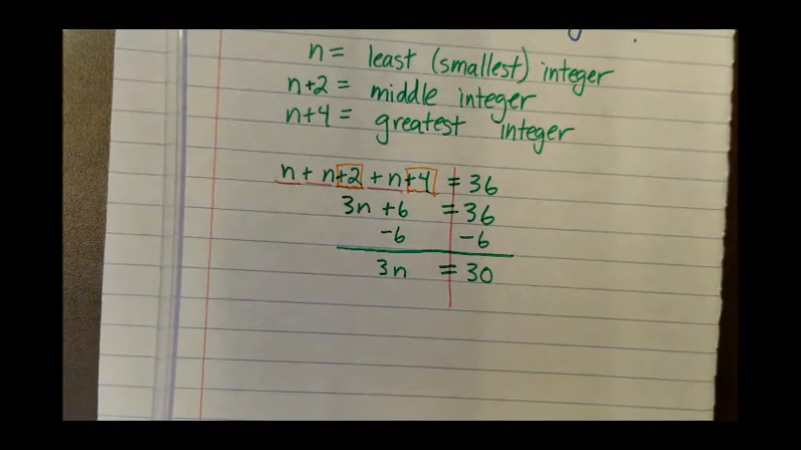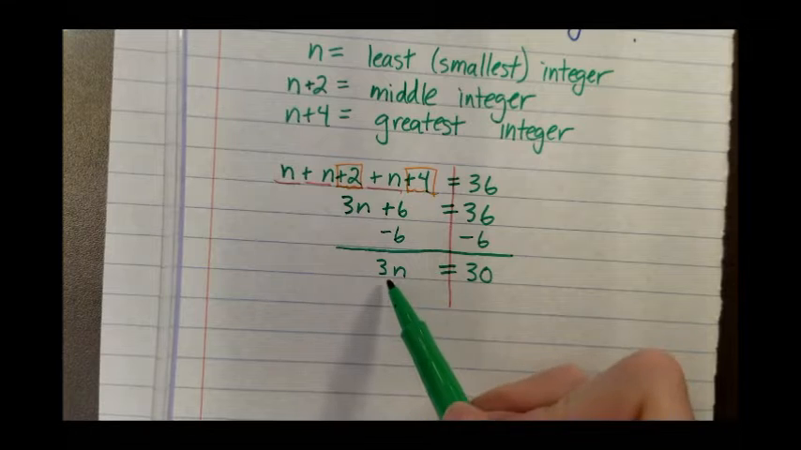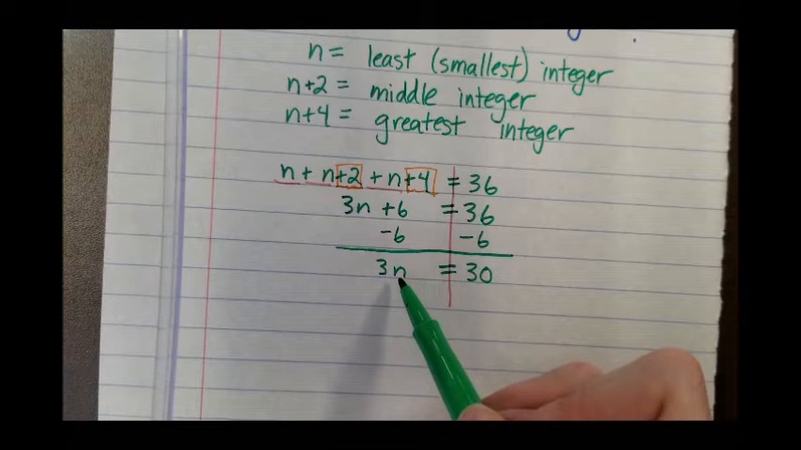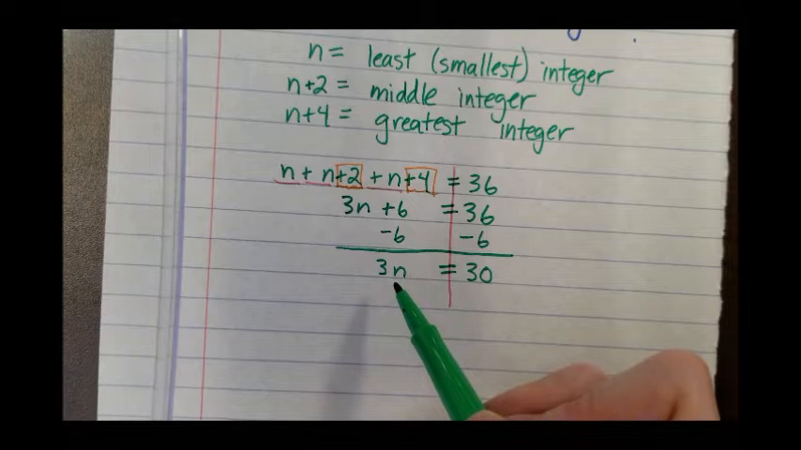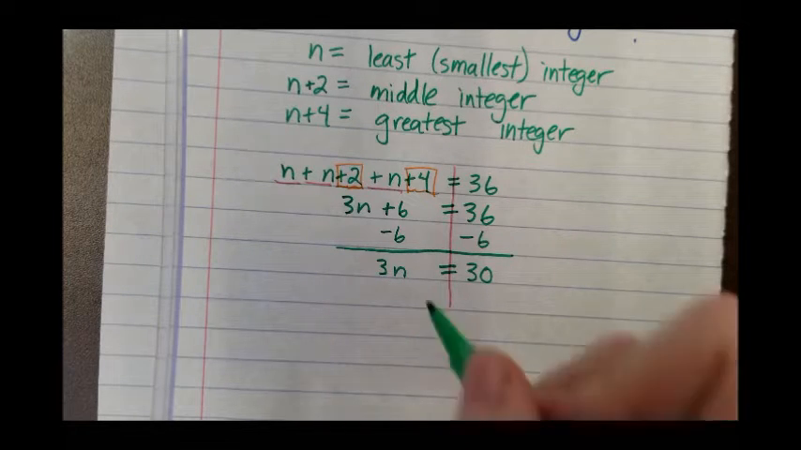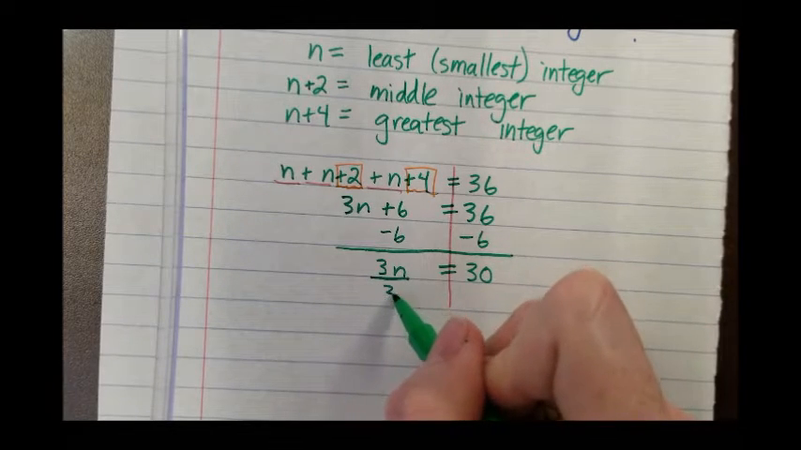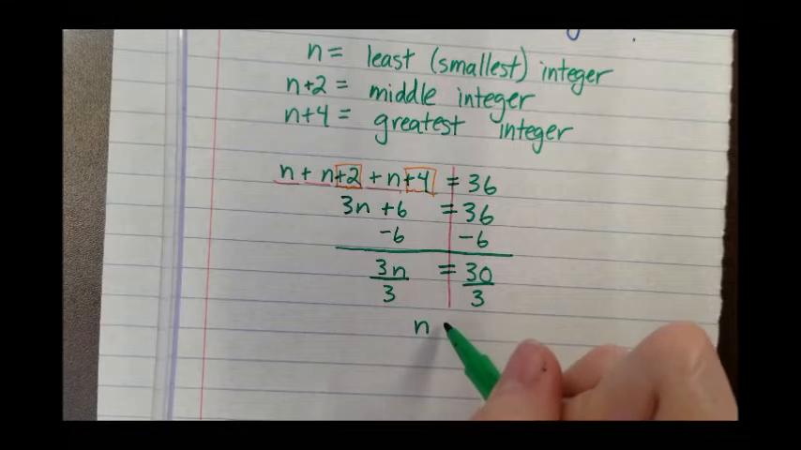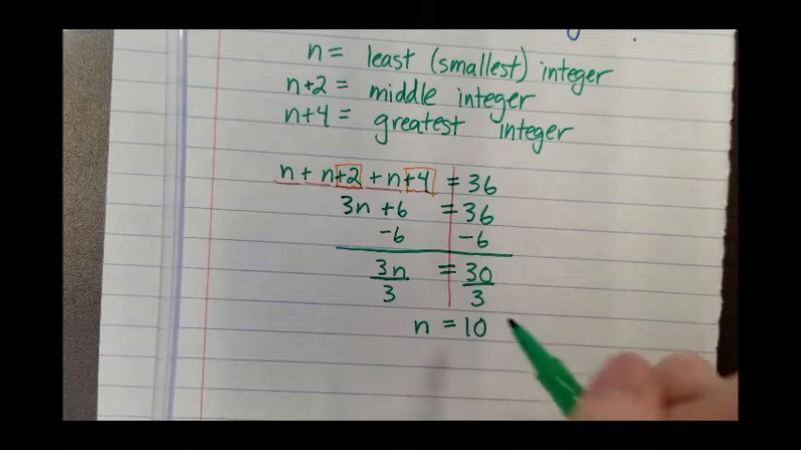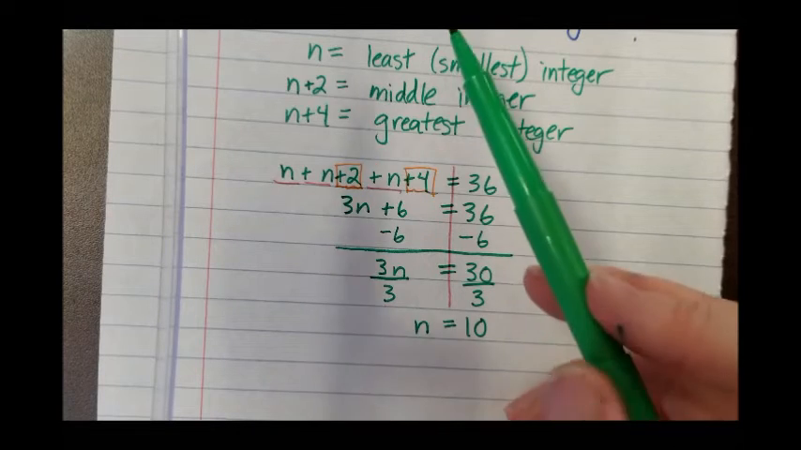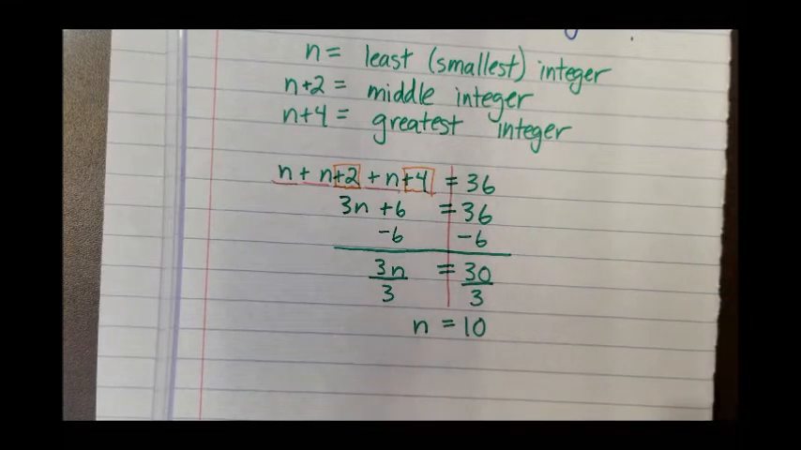Okay, so now 3 is multiplying n. Whenever we have a number and a variable right next to each other, the operation that's happening is multiplication. And we undo multiplying by 3 by dividing by 3. So divide by 3, and that leaves us with n equals 10. Okay, so n was our least integer.